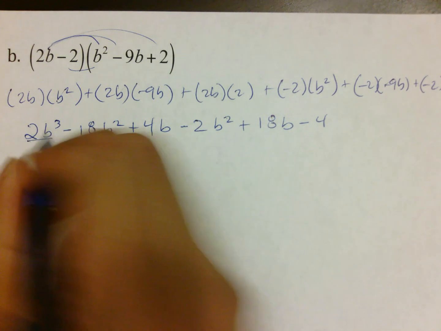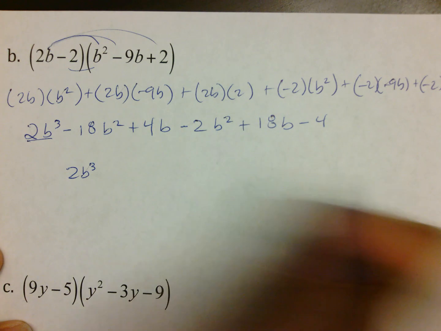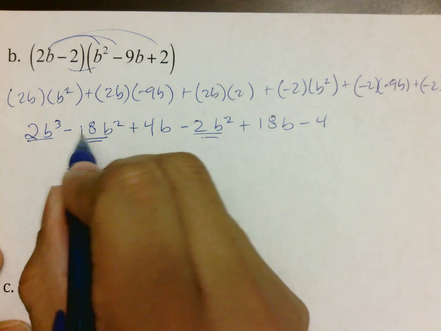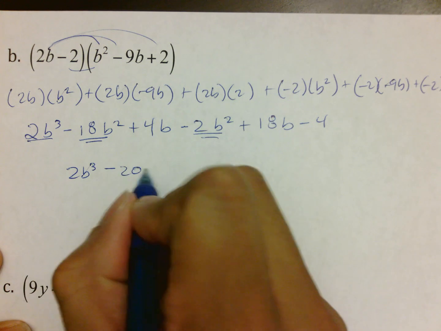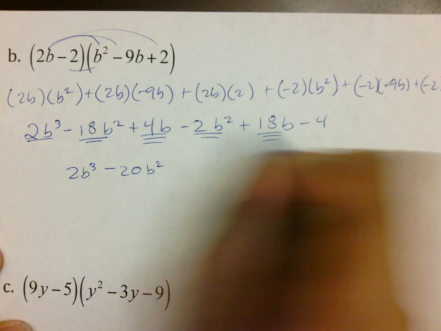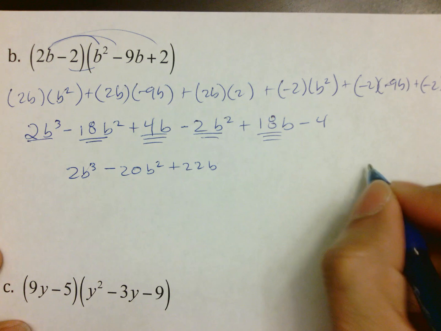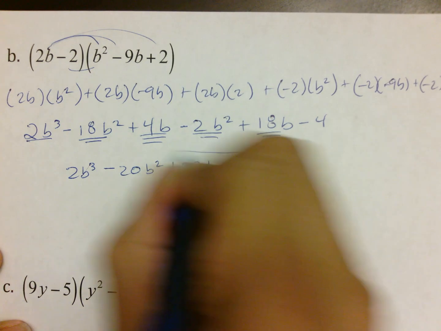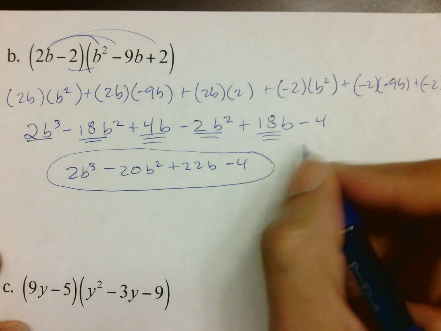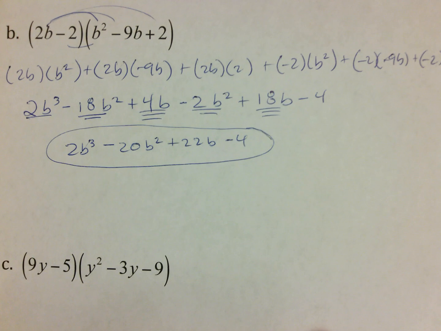From there, again, putting it in standard form, there's only 1/3 power, so that's first. Take our b squareds, put them together: negative 18, negative 2, because they're both negative, work together, so it's negative 20b squared. Take our b's, put those two together, so 4 and 18, both positive, also work together, so it makes a positive 22b, and then minus 4 is where we end off there. So again, it's just one more step, a little bit tougher, but I think it's something you can handle.